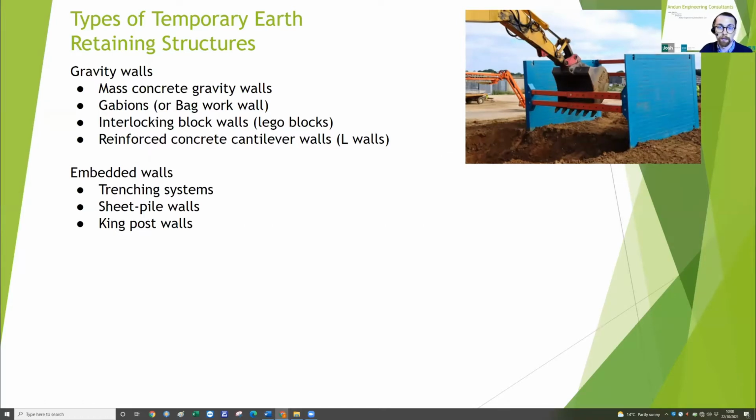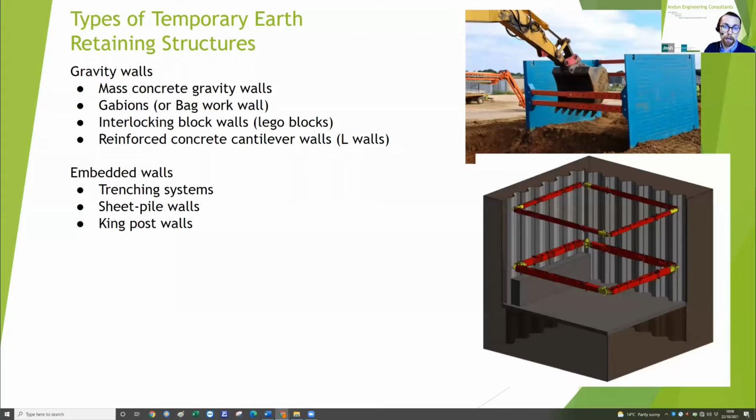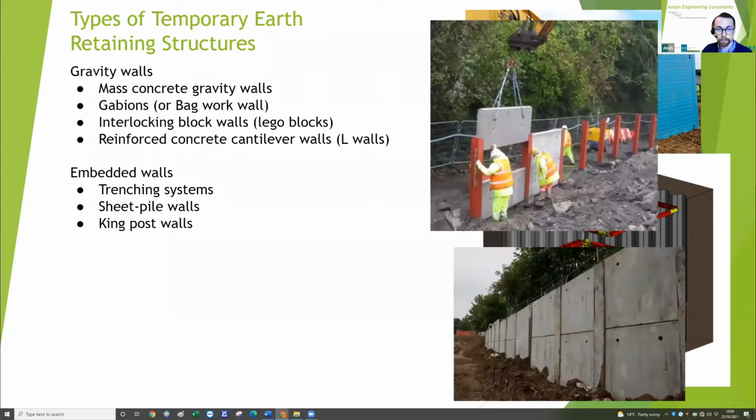And then this type of wall, the embedded walls, also covers the sheet piled walls as well, which can be propped, tied, or they can be pure cantilevers. They can be quite small sheets installed via an excavator, or they can be much larger, being installed with a specific sheet pile rig, but both trenching systems and sheet piling are very common.